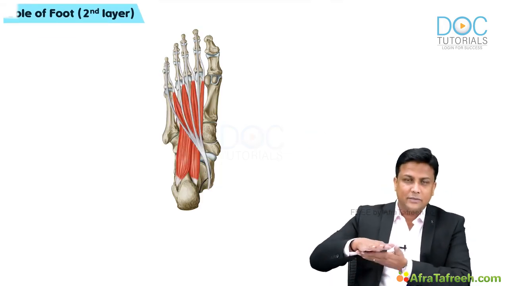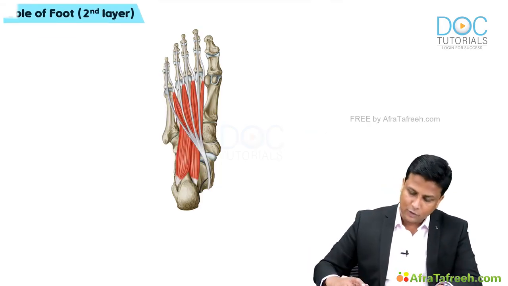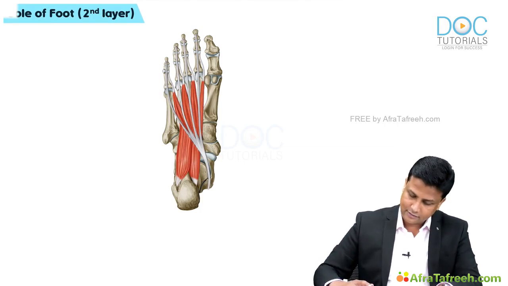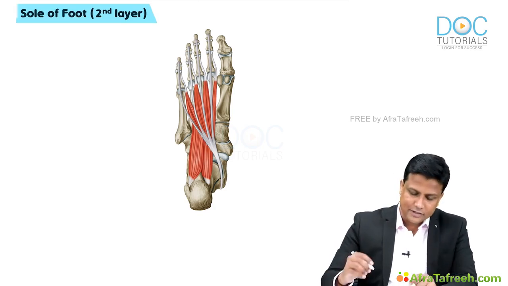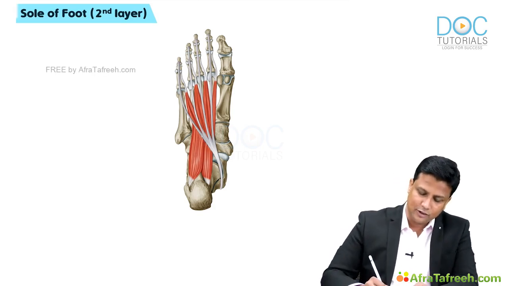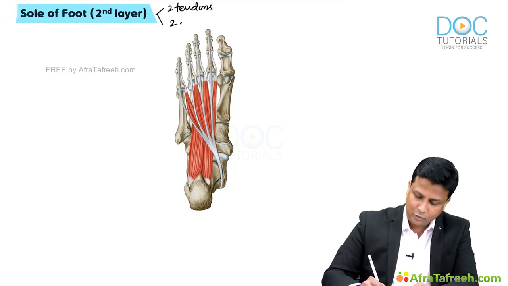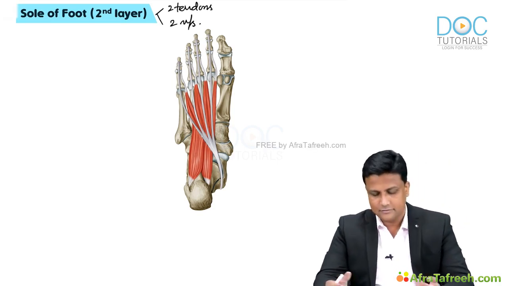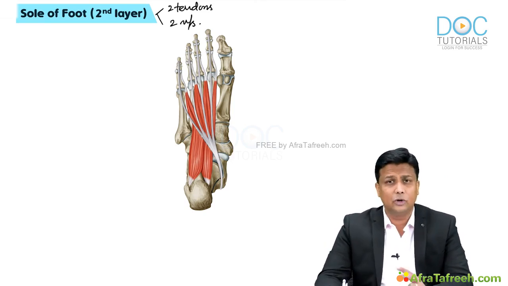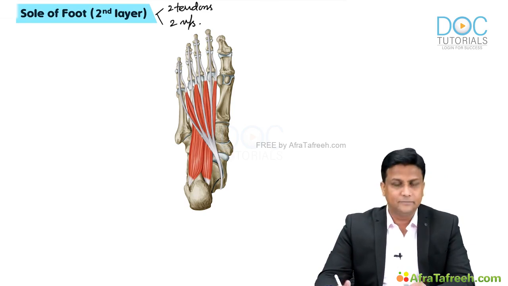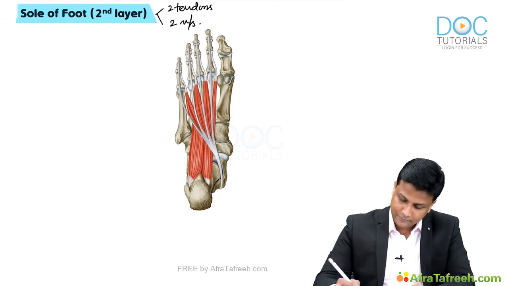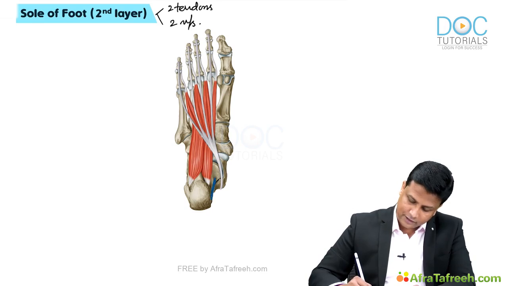Now if I remove these three muscles from the first layer, then I'll be able to appreciate the second layer, guys. Now look at this beautiful diagram. This is the second layer of the sole. And one more symmetry here is that in the second layer of the sole, you'll find two tendons, and then there will be two muscles. So it's symmetrical: in the second layer, there will be two tendons and two muscles. Now what will be the two tendons present here? Let me show you in this diagram. One of the tendons comes from here, and that tendon will be going to the great toe.